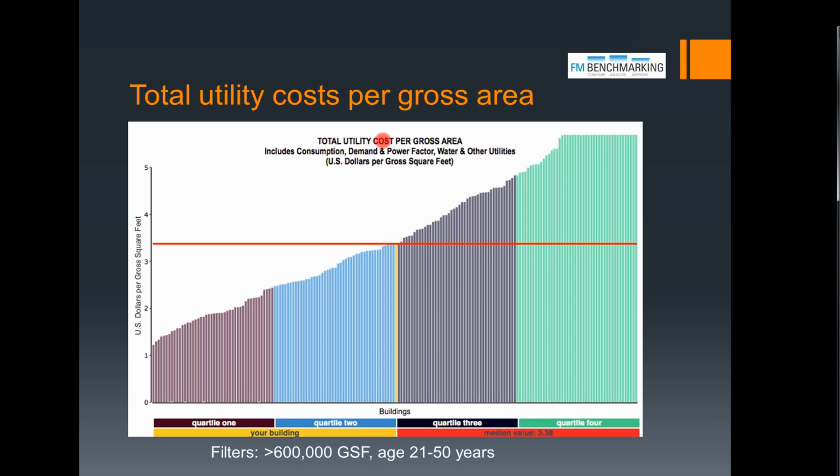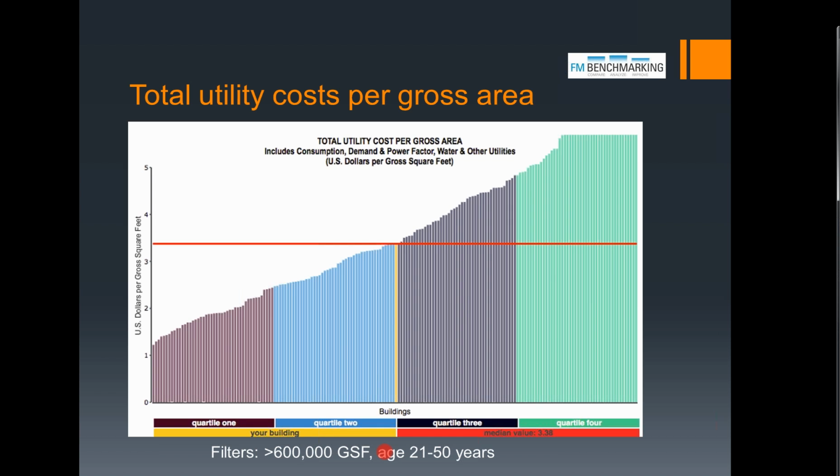Now, all we've done here is it's the same metric, total utility costs, same scale. In fact, important people sometimes think, well, the value changed. No, our building is still the same. It's in yellow, and it was on the previous chart. It was about $3.30 a square foot, $3.35, I believe, and on this chart, it's still $3.35 a square foot.